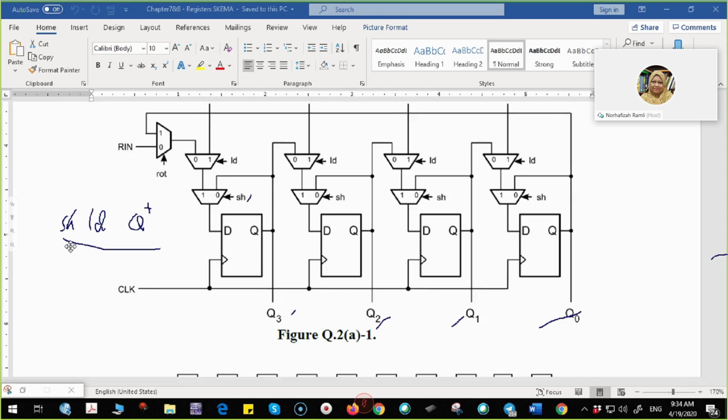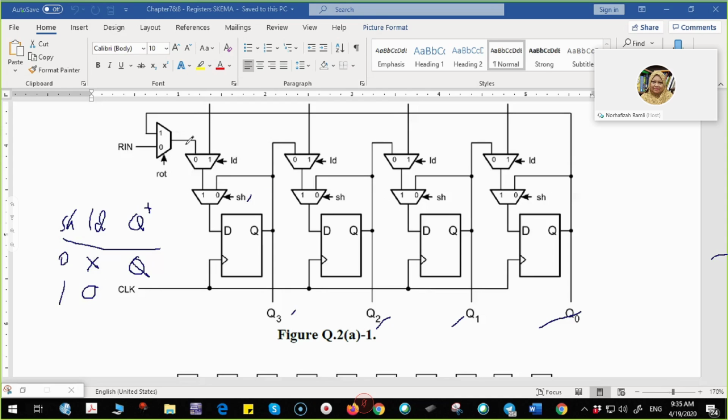That means if your shift is 0, no change. If your shift is 1, what happened? When this is 0, it will always be no change regardless of the X. You will always save the data. If the shift is 1, now you check with the load.